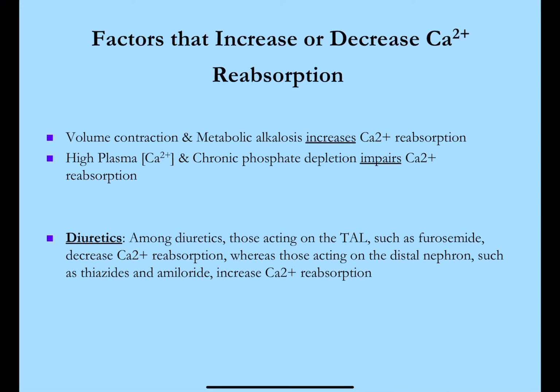If there's volume contraction and metabolic alkalosis, it's going to increase calcium reabsorption. So that's one other place where metabolic alkalosis can put you towards that hypercalcemic state, which is not good, right? Hypercalcemia is not good. Either one is not good, but hypercalcemia is worse than hypocalcemia. Anyhow, high plasma concentration of calcium and chronic phosphate depletion impairs the calcium reabsorption.